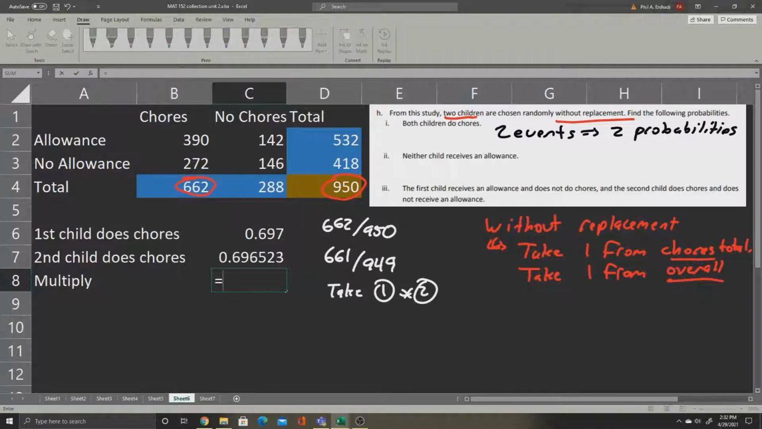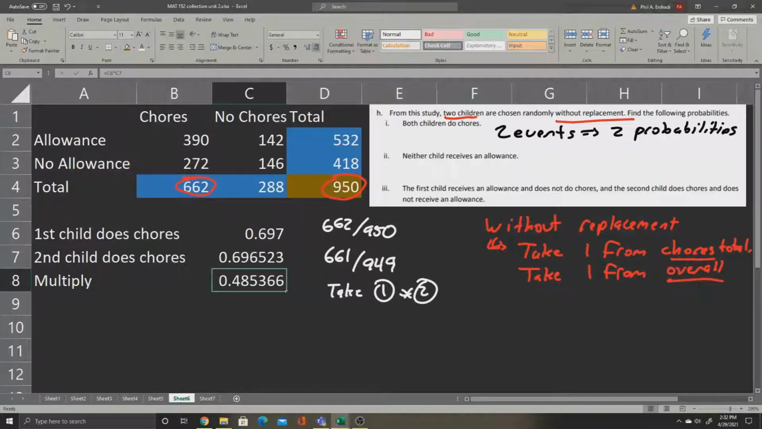We'll let Excel handle the math for us here and say equals the first box multiplied by the second box. This gives us a probability of both children doing chores as 0.485366, and we can reduce decimals a few times as well. So you can see that the probability of two children in a row doing chores is significantly less than one child doing chores. It's a difference of about 21 percentage points.